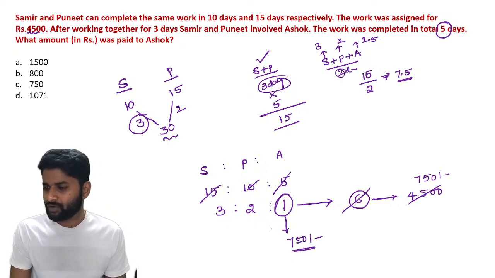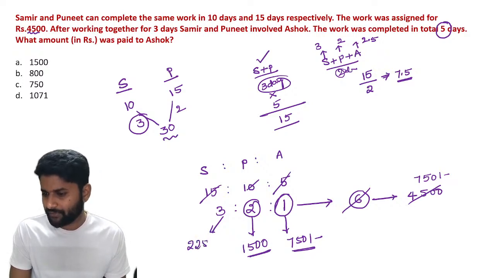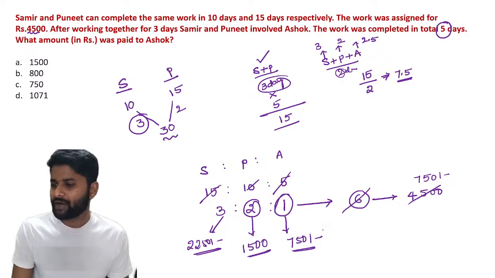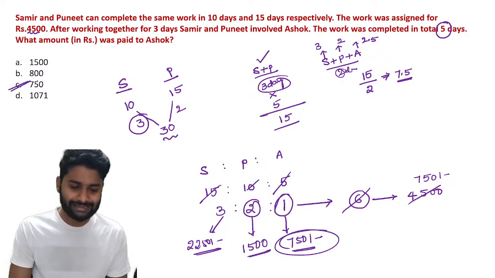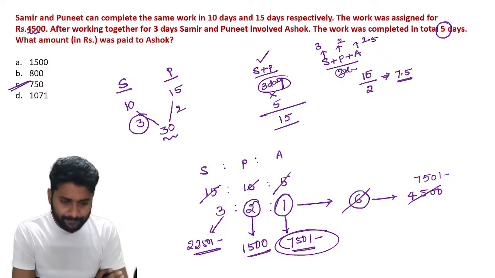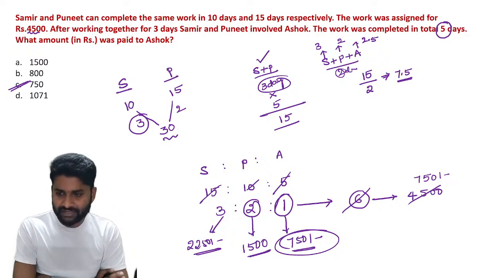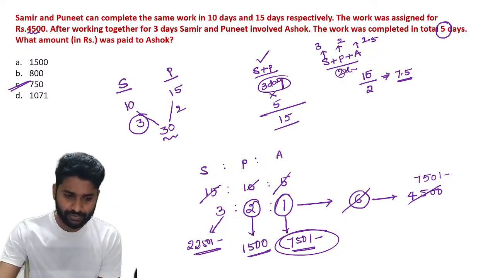For example, if your question is Punit, 2 into 750 is 1500 is his contribution. If you want for Samir, 3 into 750 is 2250 rupees. But according to the question, we are going to pay only 750 rupees to Ashok. Choose your answer, it is C. Punit is 1500. Very good, Shravya. It's 750 rupees we are going to pay for Ashok. Very good.